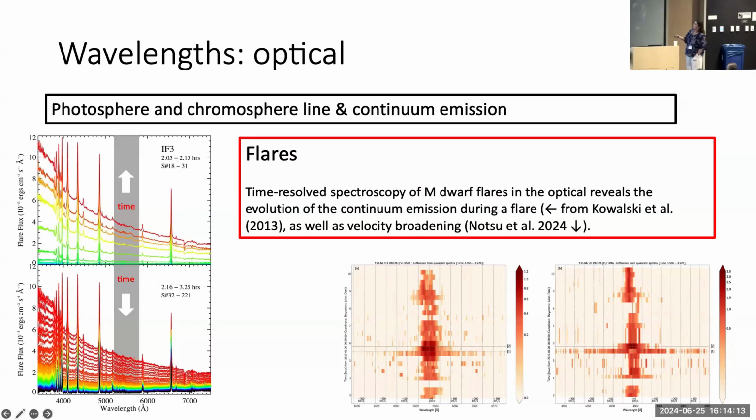That's the continuum emission. We also see evidence for line broadening. We discussed this a little bit in the previous session in the context of evidence for eruptions, but you see these in just flares. This is an example from Yuta Notsu's paper showing some line broadening out to a few hundred kilometers per second, but very symmetric.